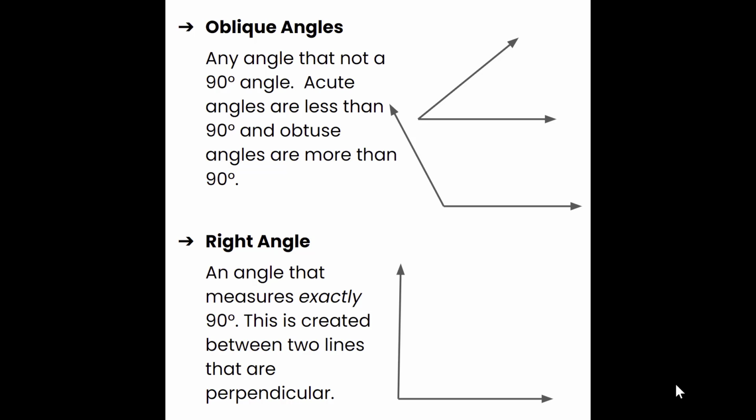In our example, we have the acute angle on top and obtuse angle on bottom, but these are both oblique angles because neither of these are a right angle or an angle at 90 degrees. This example on the bottom is indeed a right angle, and that is an angle that measures exactly 90 degrees. This is going to be created when two planes are perpendicular to one another. So that perpendicular means they make a T with one another.